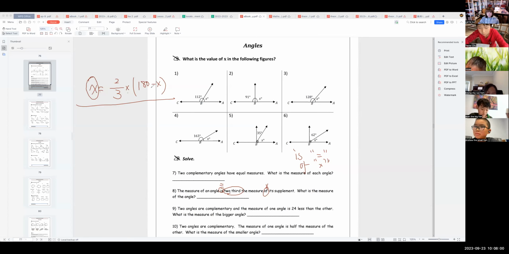Very good. So let's take a look at this one. Okay, do you understand why 180 minus x? But if a question says it's the measurement of its complementary, it's 90 minus x. Okay, get it? Okay, so everybody, I want you to write down this one. Okay, so we're going to calculate it later together.